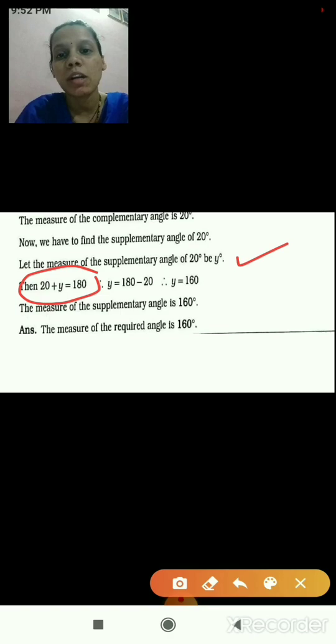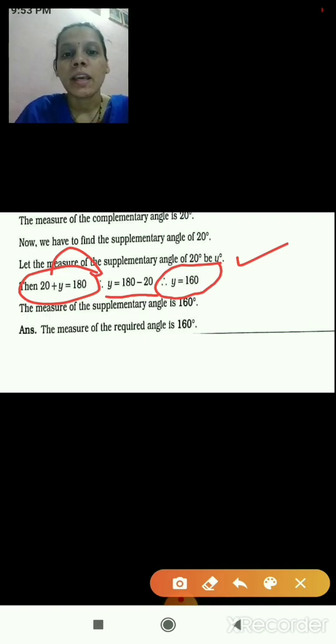Now this plus 20 will go on the right hand side, so it becomes minus 20. Then what you will get? y is equal to 180 minus 20. So 180 minus 20 is 160. Therefore y is equal to 160 degrees. So the measure of the supplementary angle is 160 degrees. And the final answer is the measure of the required angle is 160 degrees. I hope you are clear with the answer.